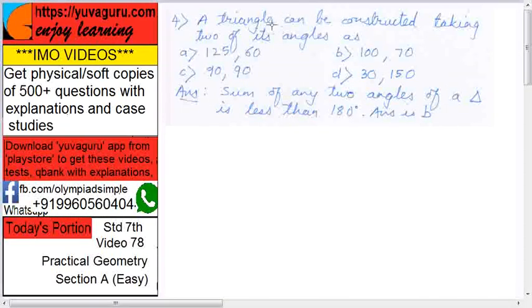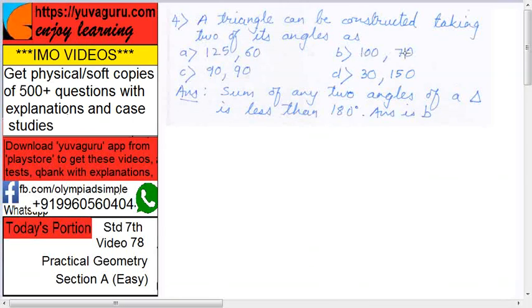Next, a triangle can be constructed taking two of its angles as means. The question is, in the triangle there are three angles. So which of these two angles can be the part of the triangle? The basic logic is that the sum of all the angles of a triangle is 180. So definitely the two angles will be less than 180. So the sum of any two angles of a triangle is less than 180. So which one is that? If you check every one, the answer is B.